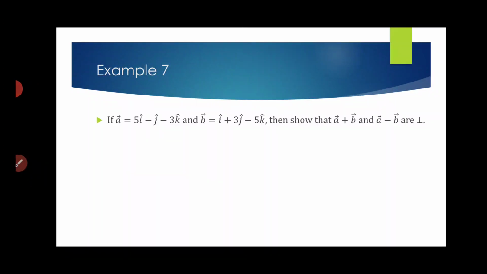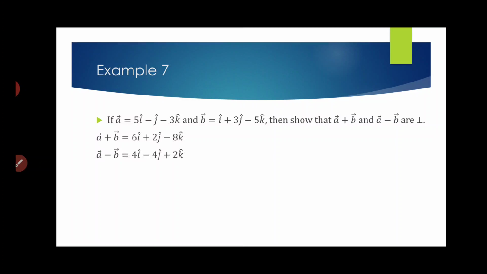So problem number 7, following the chronology. Number 7, if A is given by this and B is given by this, then show that A plus B is perpendicular to A minus B. So let us start. So first let us find what is A plus B, and then let us find A minus B. So do your calculation from now on. I am pretty sure you will be able to do it. I am not explaining much.